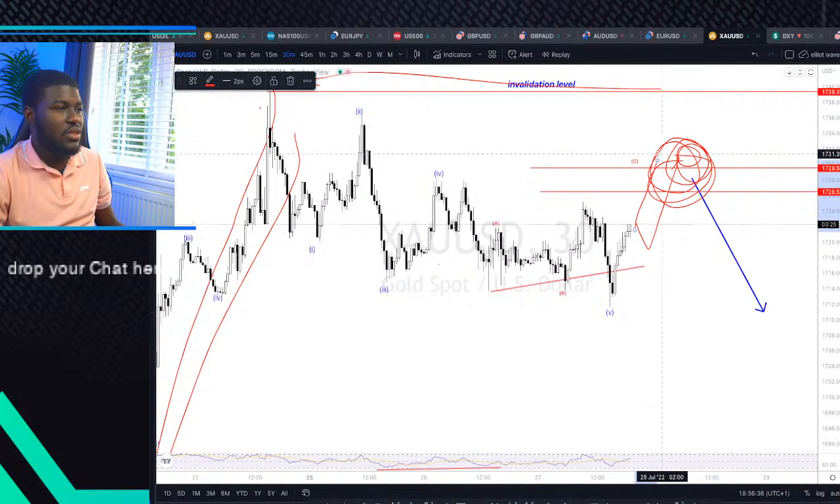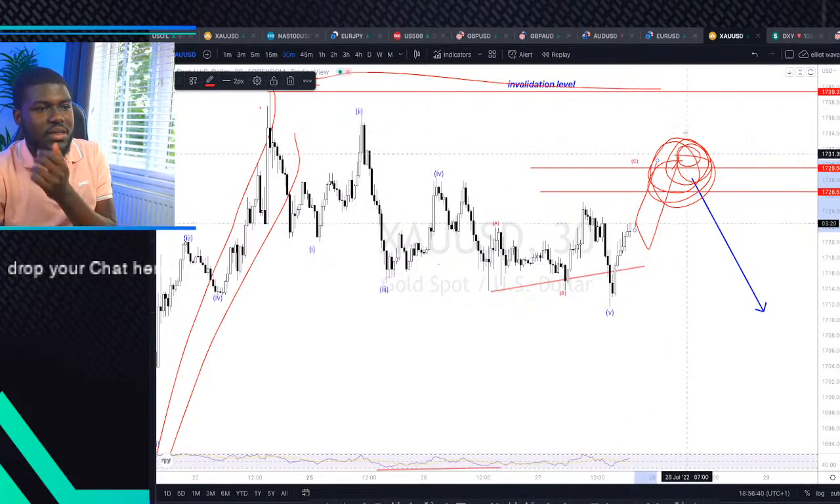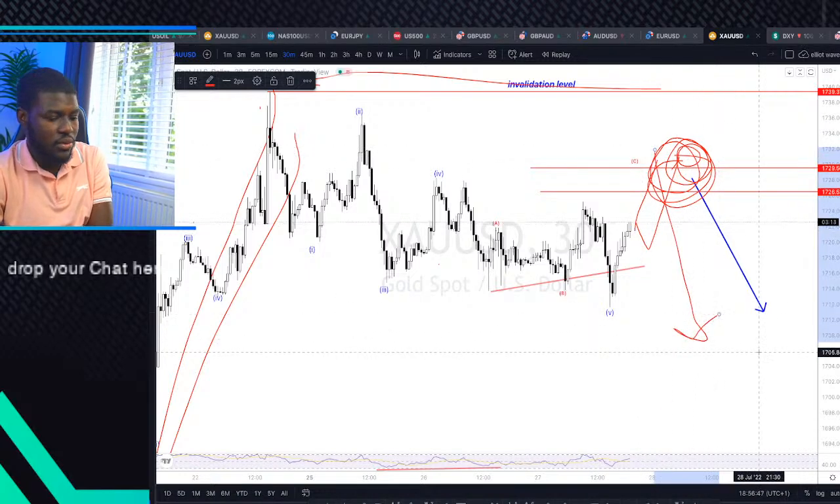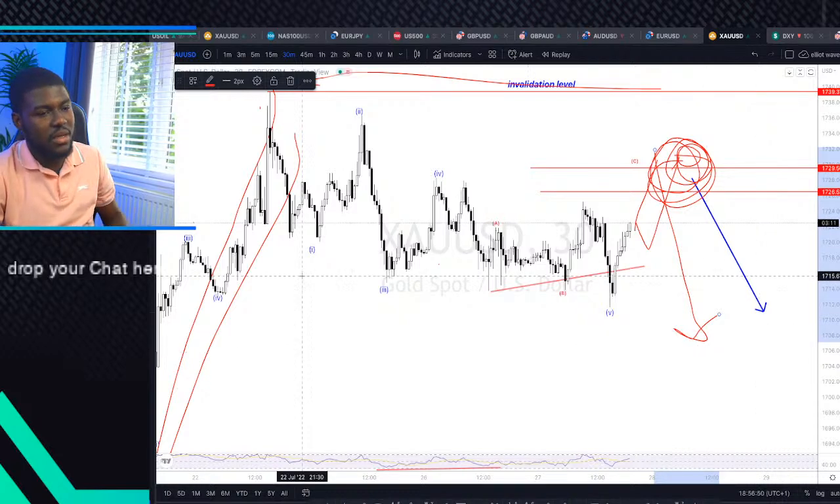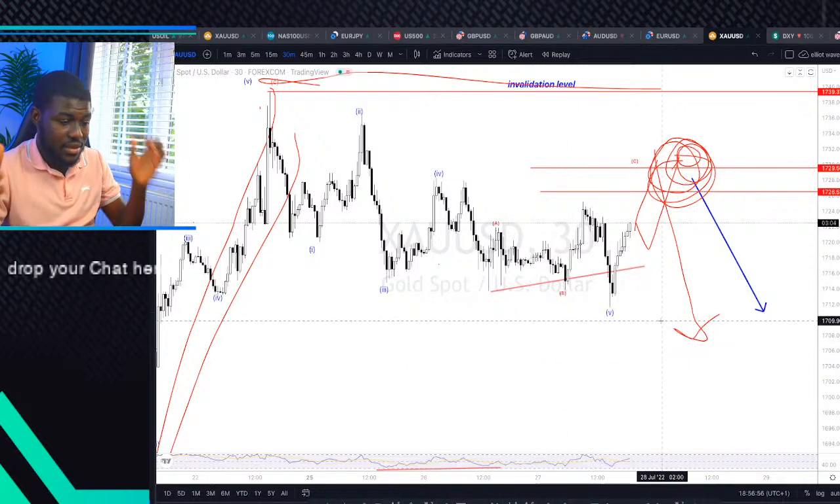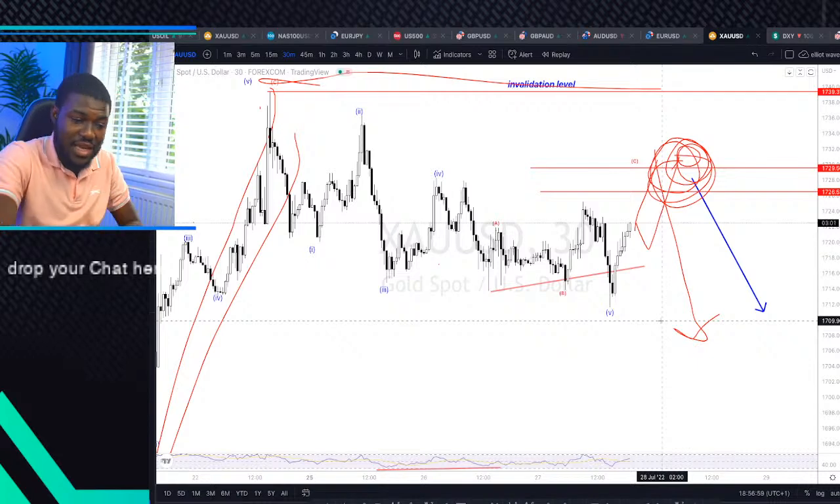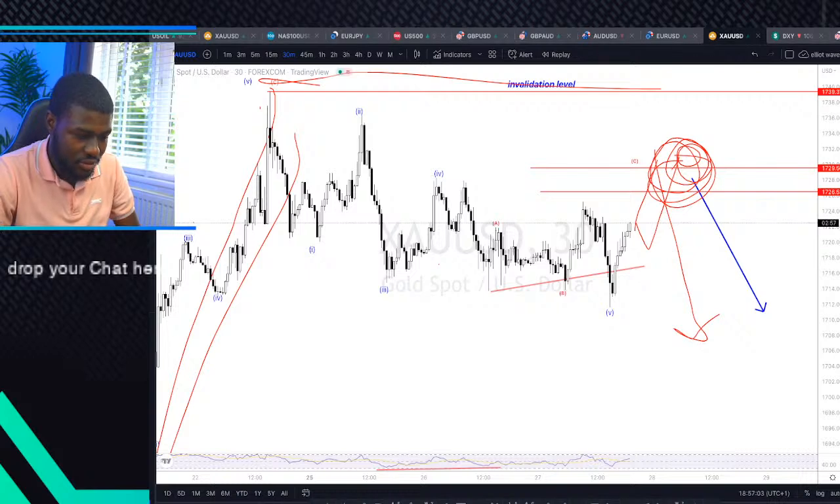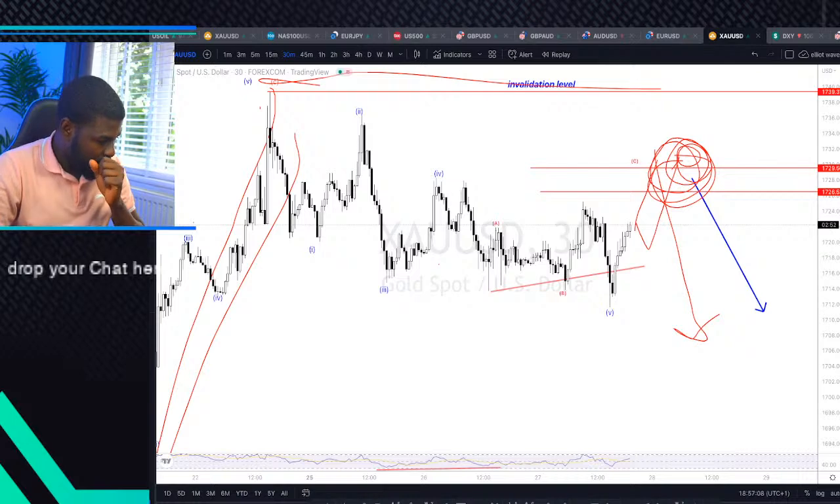Expecting to go to this zone, but it shouldn't break above this invalidation level. So if we see any confirmation candlestick here that is bearish, I'm going to sell gold. But let's see how it's going to be. So that's one possible movement, and the movement might be so fast that you won't even be able to catch any of those trades. The market is so funny at times, but there's nothing we can do about that.